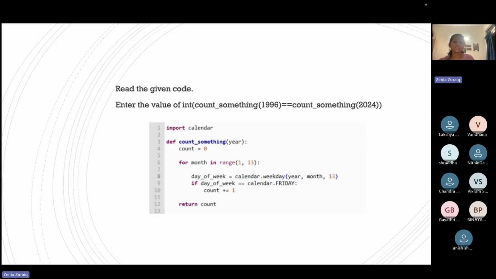The answer is the value of this expression. So I've told you what the function does. I hope you all understand that this counts the number of Friday the 13ths in a year: how many Fridays fall on the 13th of any given month in a given year. Okay. So any month. That's why we are checking for all the months. So now can you give me the answer for the expression, which is actually the question?